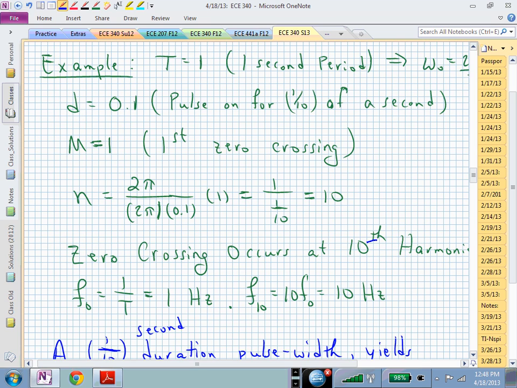And what was little n? What did that represent? That's the harmonic. That was capital D sub little n. This is saying that if you had a 1 second pulse train with a duty cycle of 10%, most of your frequency content is going to be occurring between DC and the 10th harmonic. And what's the fundamental frequency?